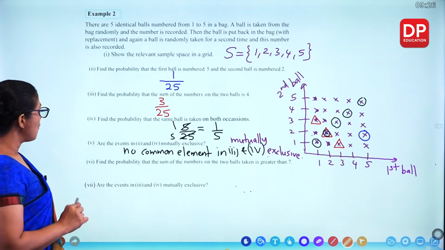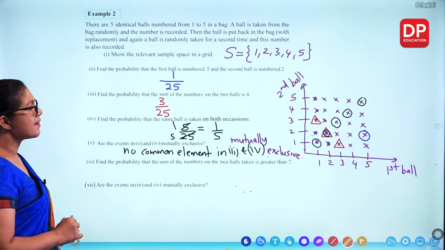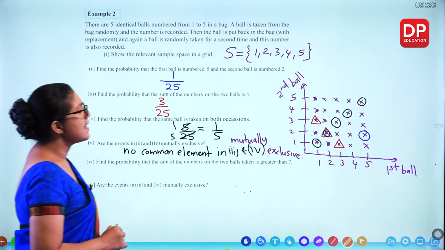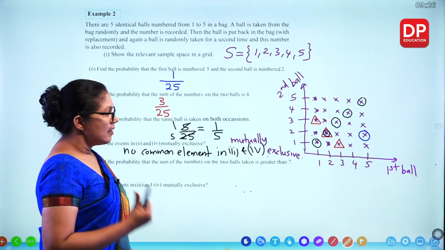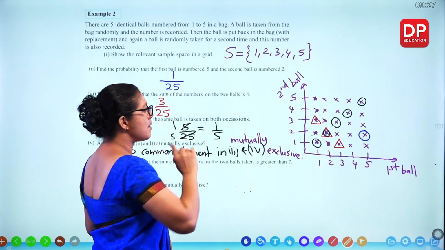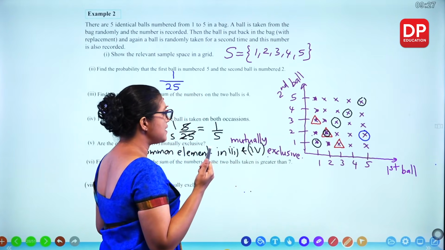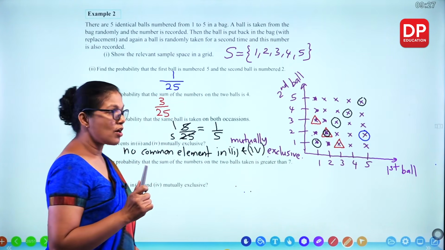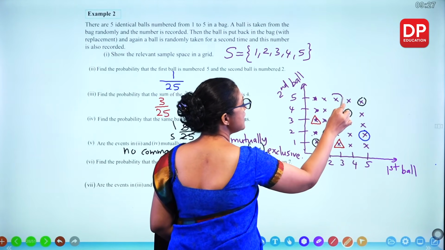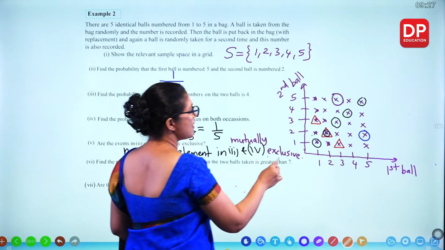Sixth part. Find the probability that the sum of the numbers on the two balls taken is greater than 7. So we need to identify the region. Greater than 7. So if you take 1 and 5, the maximum is 6. So you can't take that. 2 with 5, maximum is 7. Greater than 7 is not included. So what's the number? 3 with 5, 8. Yes, you can get greater than 7.